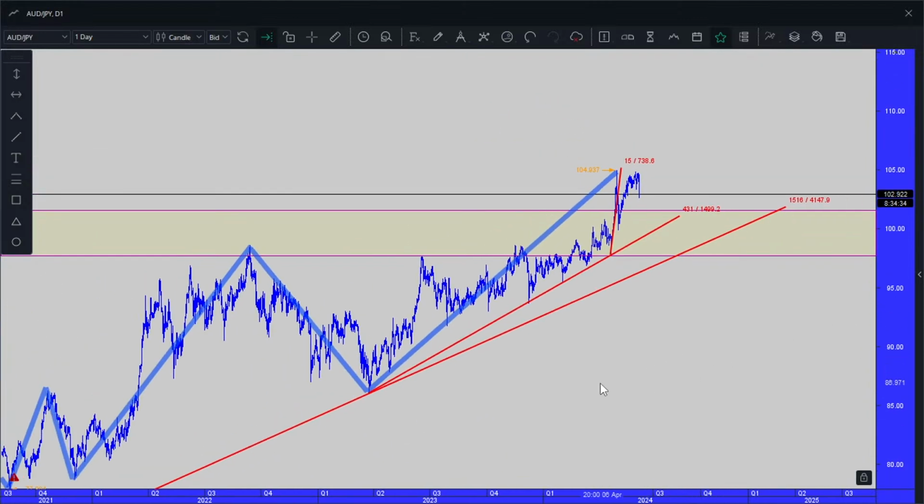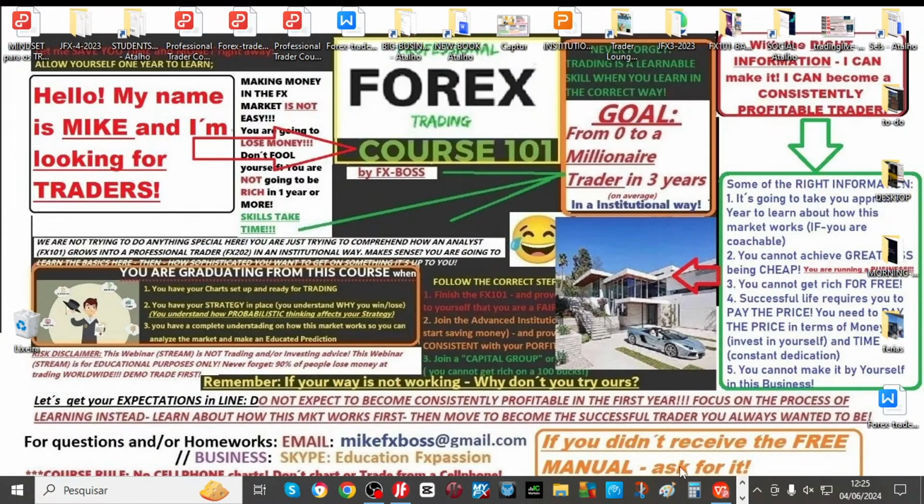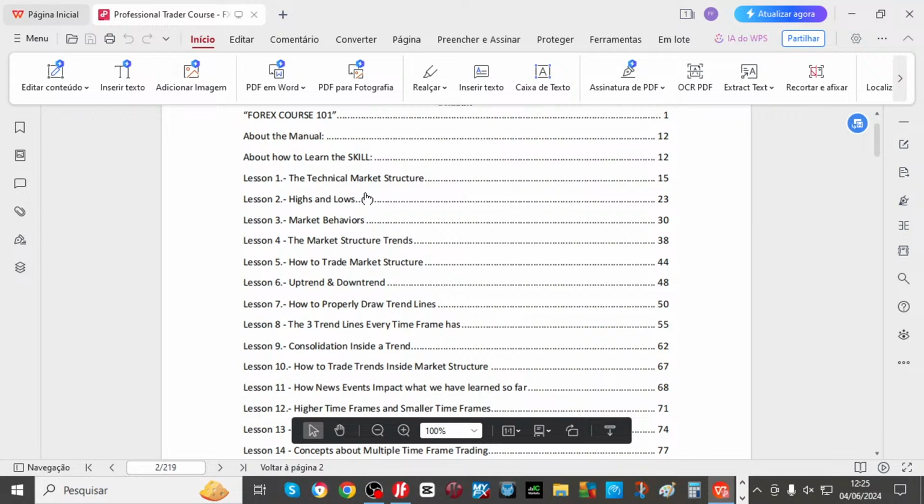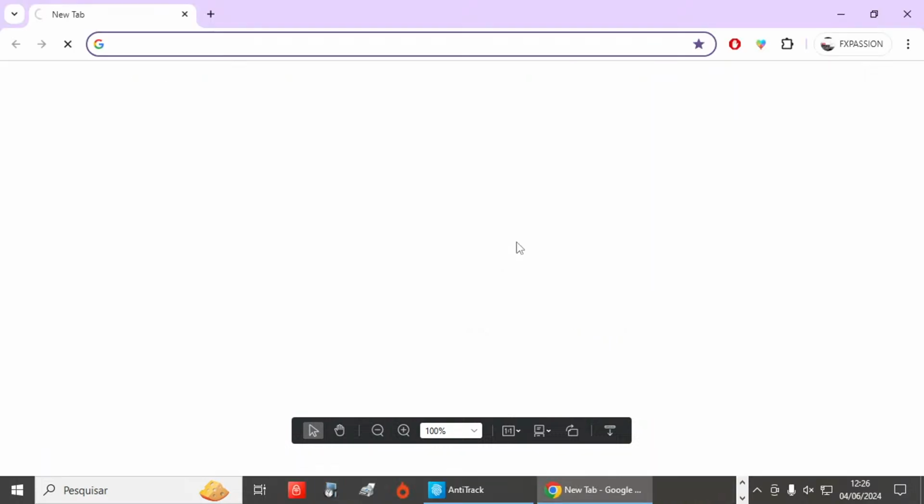We are doing a recap. All right, so give me a second. We talked about the technical market structure: check highs and lows, check market behaviors, check market structure trends, check how to trade market structure, uptrend and downtrend, how to properly draw trend lines, the 3 trend lines every time frame has, consolidation inside the trade, how to trade trends inside market structure, how news events impact what we have learned so far. So everybody, you've learned that we have news events, right?